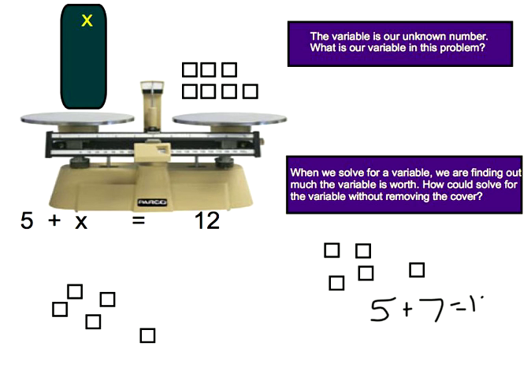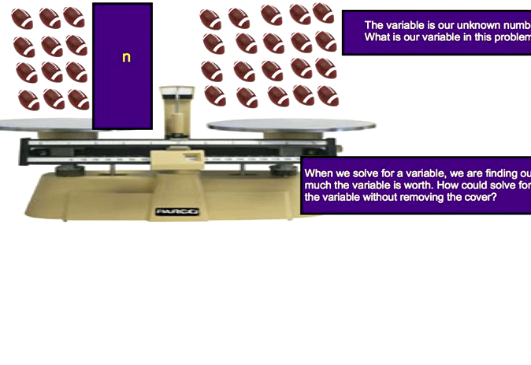What's 5 plus 7? Let's count up. 7, 8, 9, 10, 11, 12. That's right. So 12 equals 12, and my check is correct. So x equals 7.